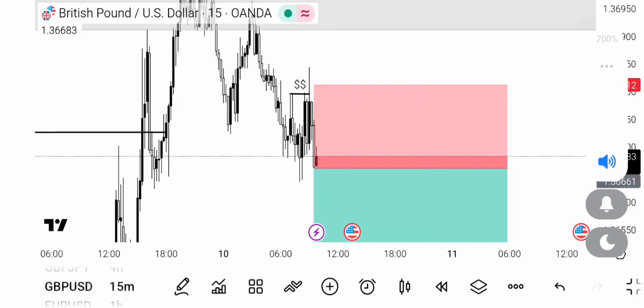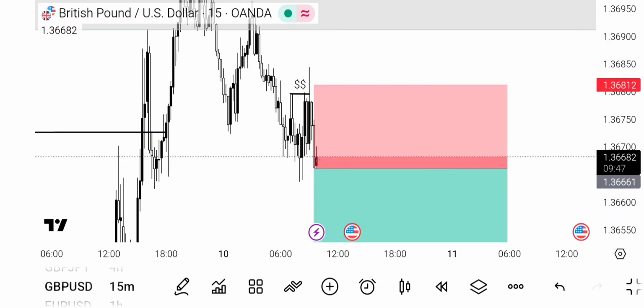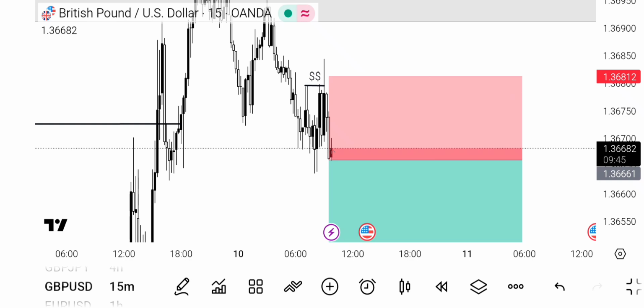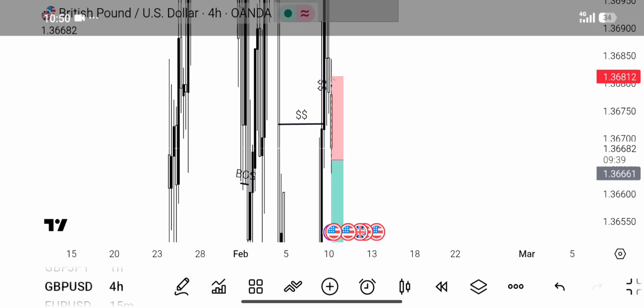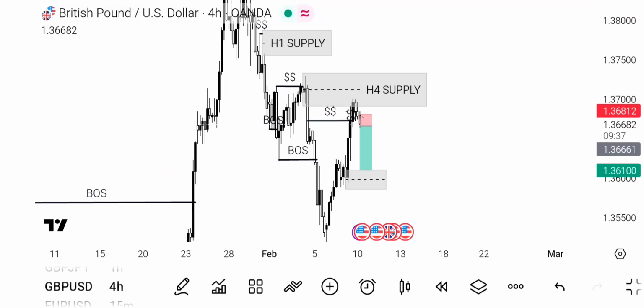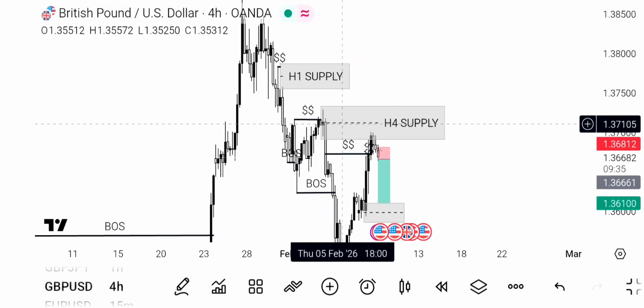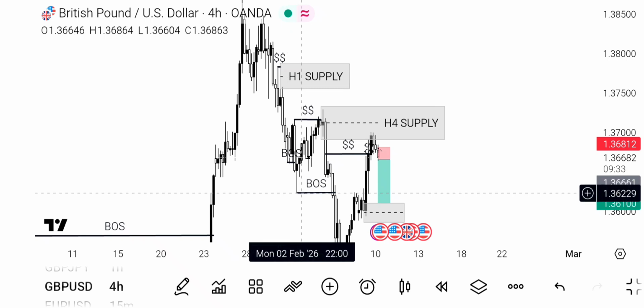I just entered this trade on GBPUSD, and let me explain the entire process. What made me enter this trade? On the 4-hour time frame, you can see the price is bearish, and this point of interest just created a big construction to the downside.